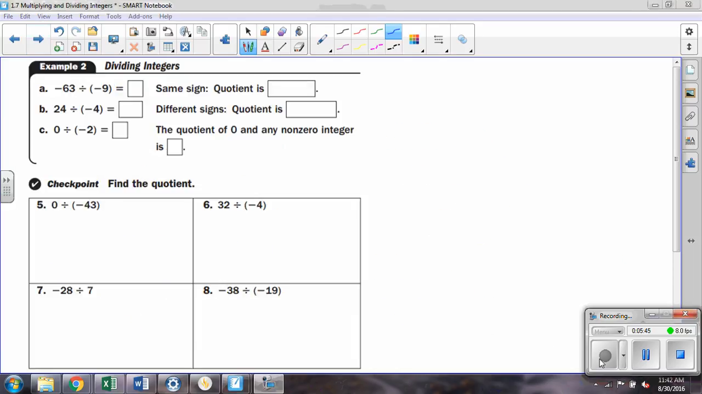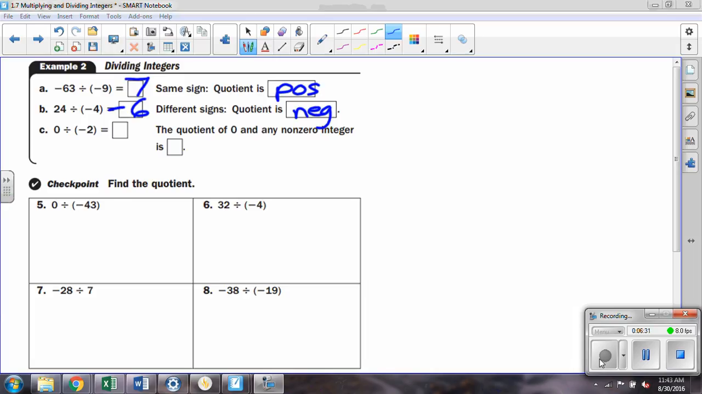Now, continuing our second example. Negative 63 divided by negative 9. The signs are the same, which tells us our quotient will have to be positive. What is 63 divided by 9? 7. For problem B, positive 24 divided by negative 4. Well, 24 divided by 4 is going to give us 6. Should that be positive or negative? Because the signs are different, the answer does have to be negative, as you noted, Brendan.